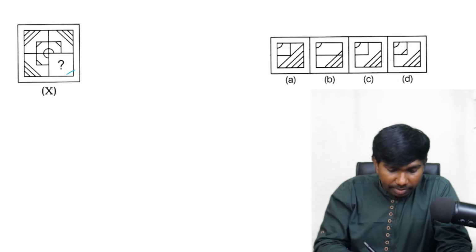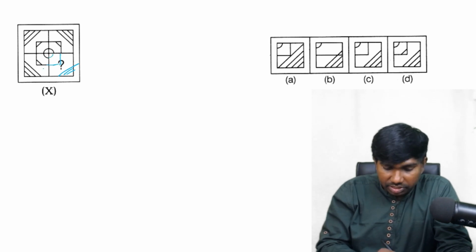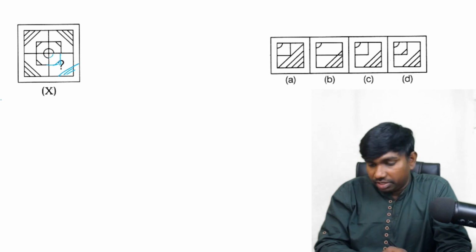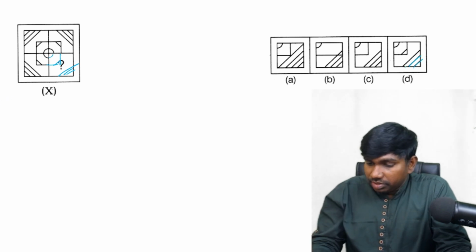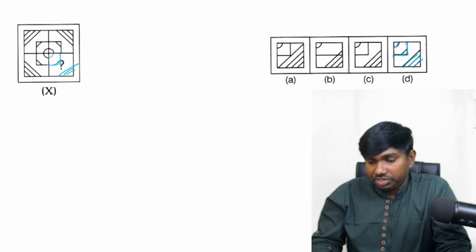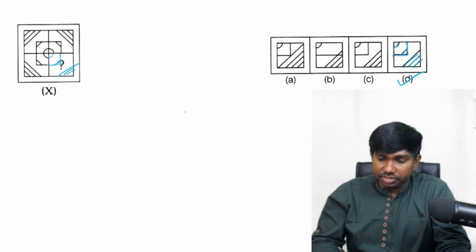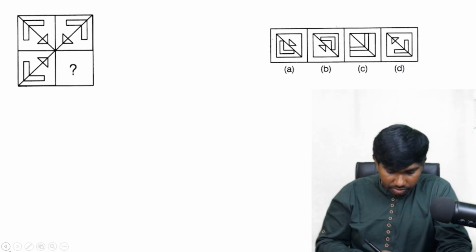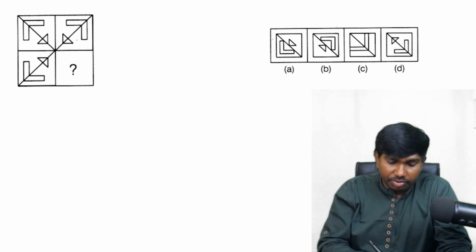Next one, three parallel lines and then there is a square, and in the corner of the square, on one side it is a quarter circle and on another side a triangular shape. So 3 lines, a square, a quarter circle and a triangular shape. So option D is the correct answer. Either eliminate the options or identify the correct option.